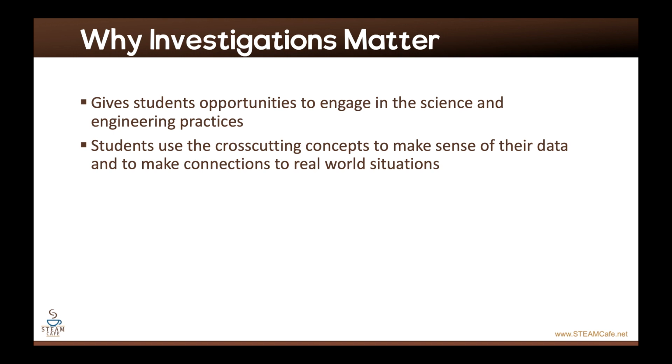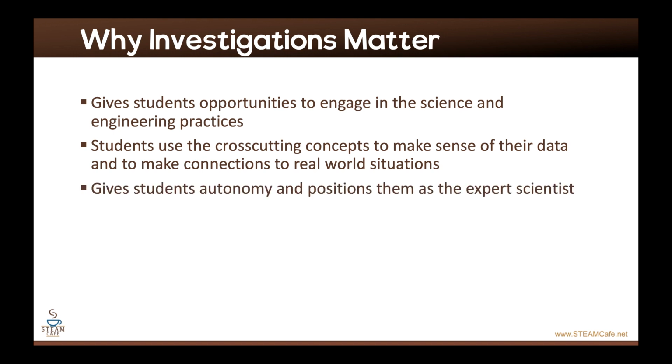Are you seeing a pattern? What did you see when you did this, right? That's cause and effect, okay? It gives students autonomy and positions them as the expert scientist. That's important. Kids don't get enough autonomy, but autonomy is a main key point of keeping kids motivated. When they feel like they have choices in the things that they do, they're going to want to learn it better. It's a key to self-directed learning.